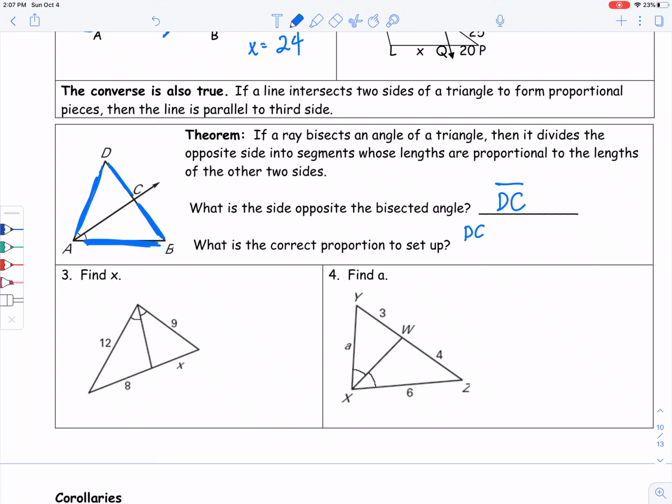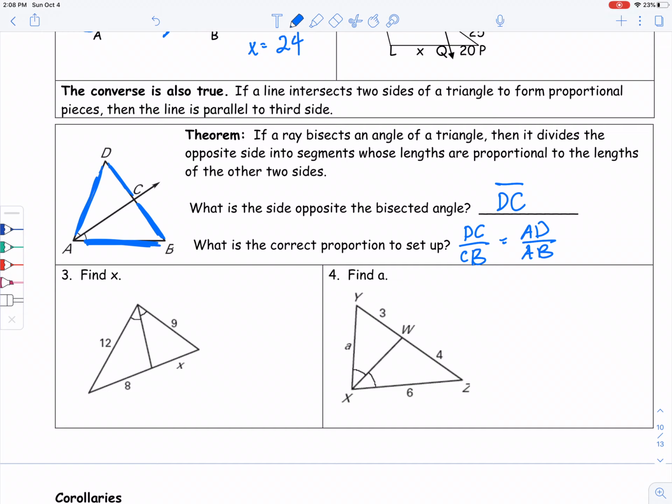So DC over AD equals DC over CB equals AD over AB. Alright, so again, I'm putting the ratios of the two split parts together, and I'm setting it equal to the ratios of the sides. Okay, let's try an example to see how this works out.